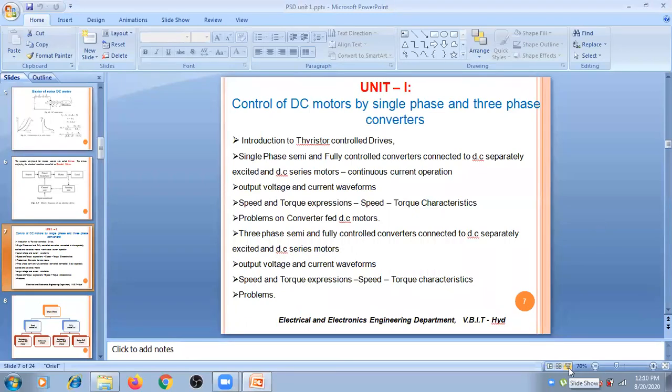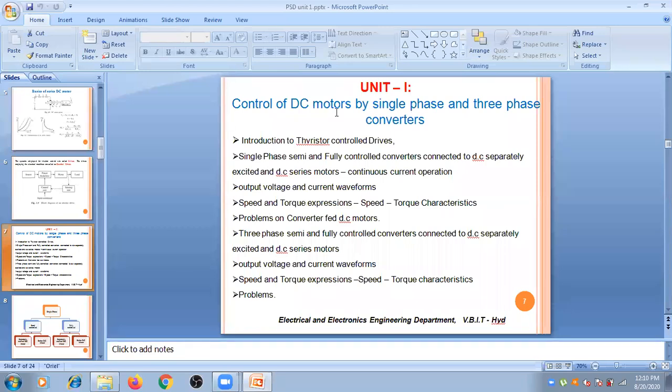In the previous class, I explained the introduction to power semiconductor drives or electrical drives, along with its block diagram and operation. For today's class, we will see the first unit syllabus and the first topic in the first unit.